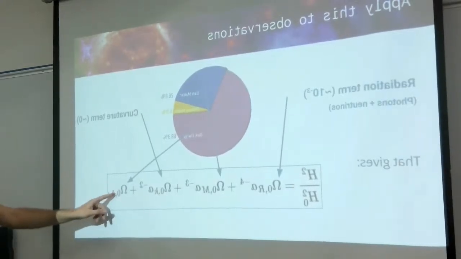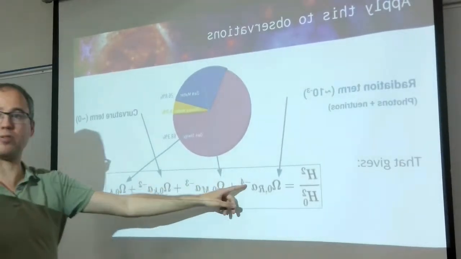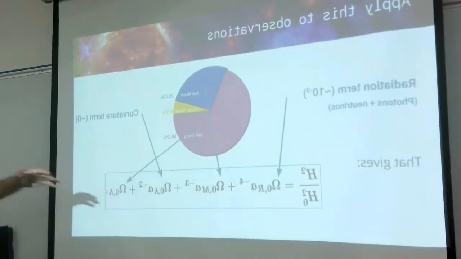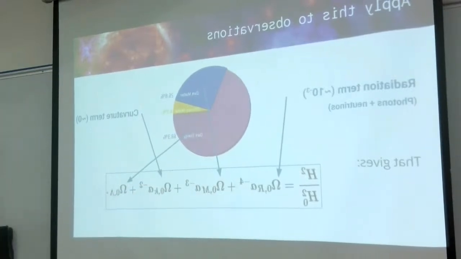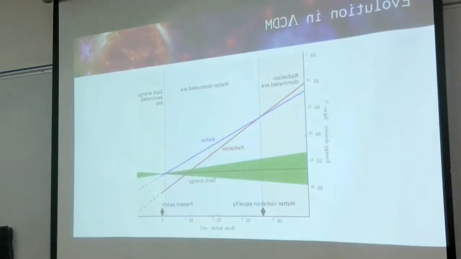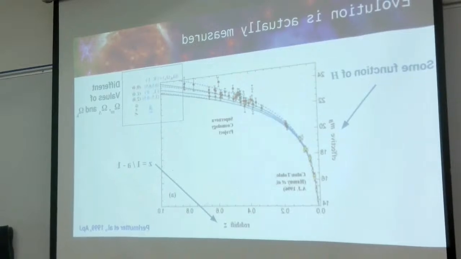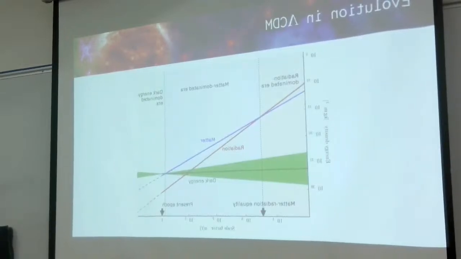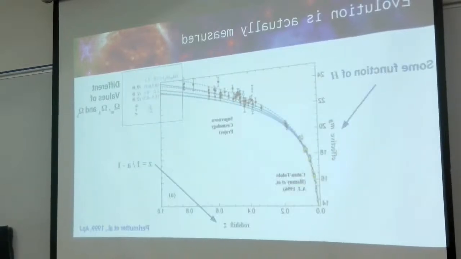This one doesn't have a power of a to the minus 3 and a to the minus 4. So at different epochs of the universe, different components are the dominant energy content. Okay, so this is theory, but that we can actually measure, at least in part. And people have done that.